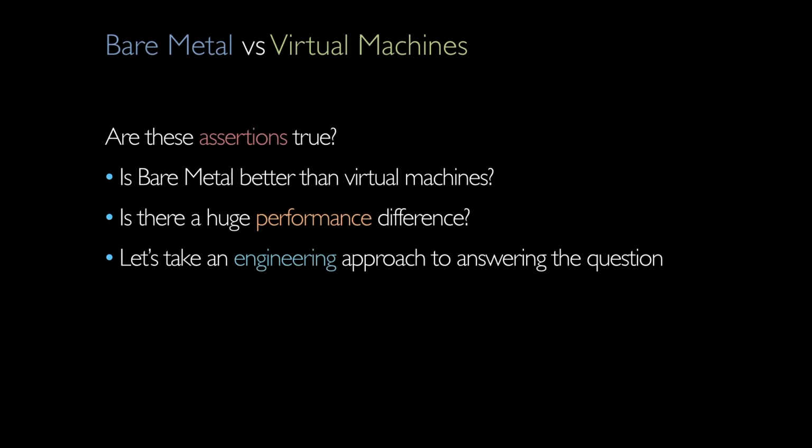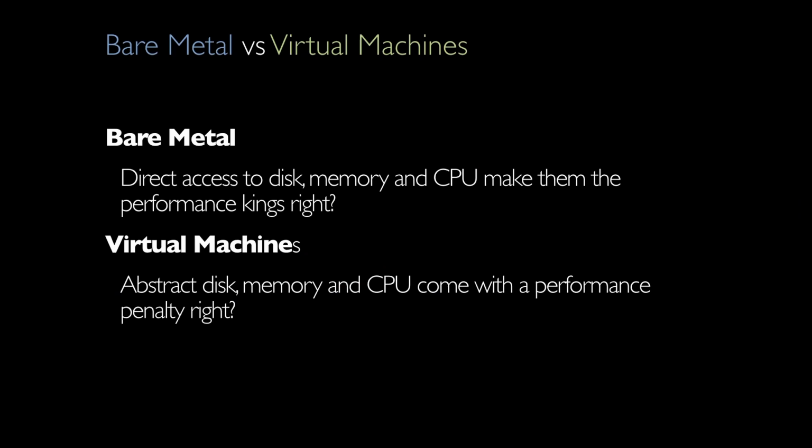So I guess the answer to that, we're going to have to dig in and start measuring again and see, did it change from the last time I did this, and is there a difference? The comments I see a lot in the forums and posts and even blogs are that bare metal has direct access to the disk, to the memory, to the CPU, and that makes them the performance kings, right? Virtual machines, on the other hand, abstract everything. They abstract the disk, the memory, the CPU. And so they have a performance penalty, right?